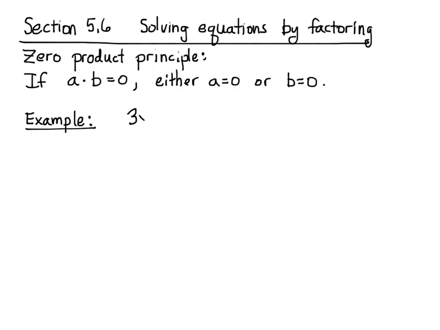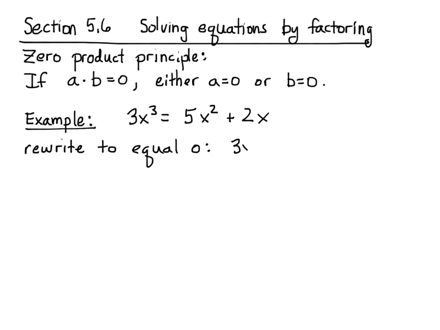Let's say we have this, and we want to solve it. Now, you may be tempted to divide by x here, and you don't want to do that. What you want to do is put everything on one side, so it equals 0. Then once everything's on one side, you factor it. Okay, so let's factor it.